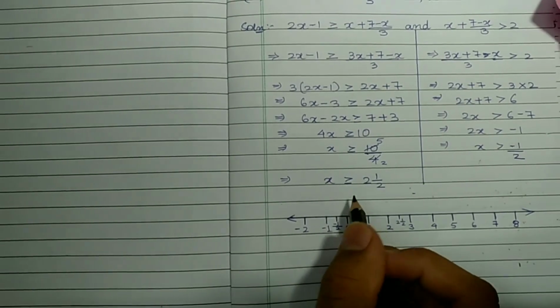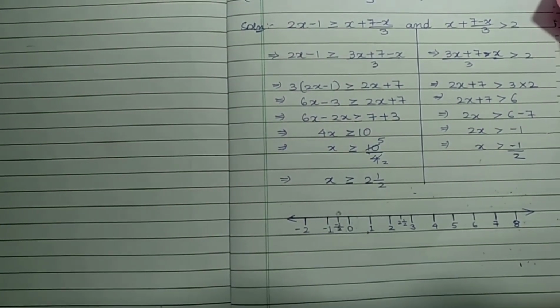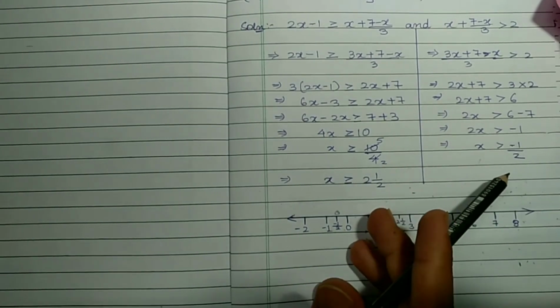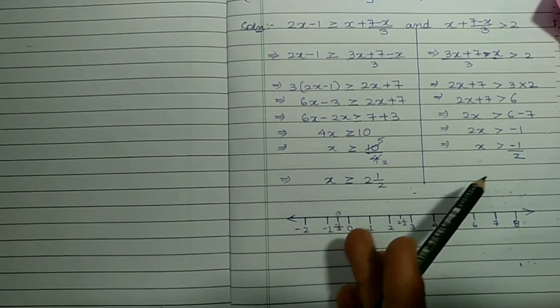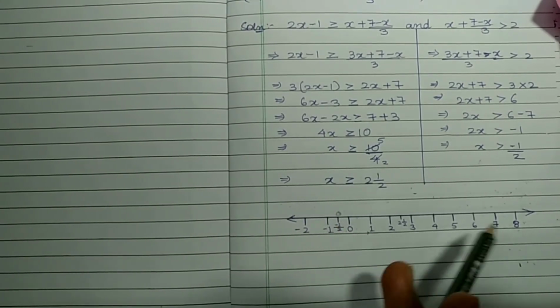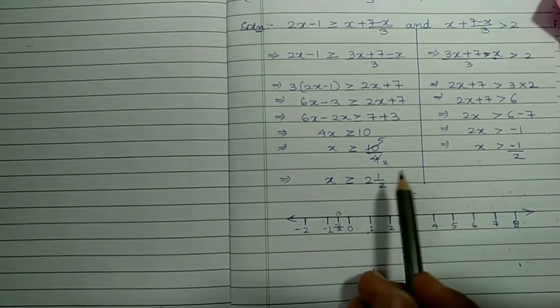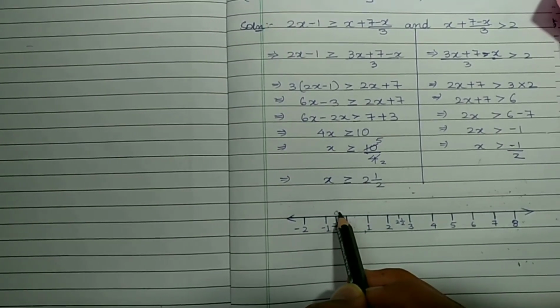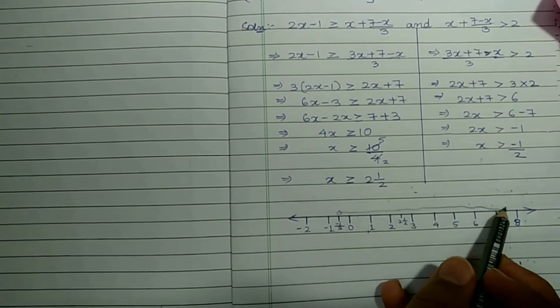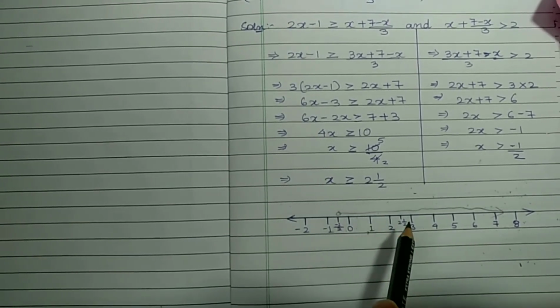Now x greater than minus 1 by 2, so minus 1 by 2 is here, and we will put here a hollow circle. Why hollow circle? Because we want to show that minus 1 by 2 is not included in x. All the elements which are ahead of minus 1 by 2 are included in x. Now it is greater than sign, so we will take this number line from here, and it goes till infinity. And the second thing is that x is greater than or equal to 2 1 by 2.